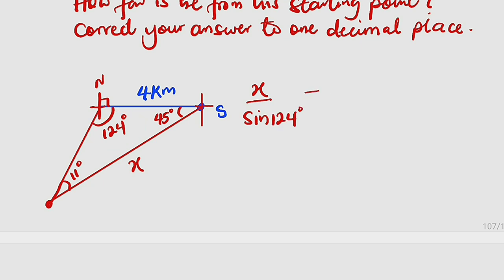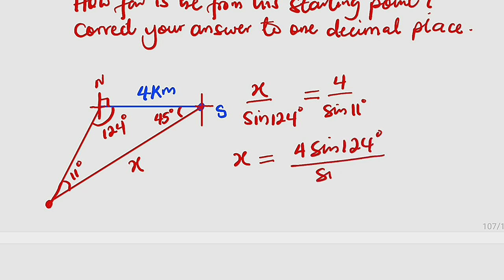124 degrees must be equal to... you can choose the side and angle given, because we have a side and an angle here, so you can use them. We have 4 divided by sine 11 degrees. From here you can make x the subject. We have x equals 4 multiplied by sine of 124 degrees divided by sine of 11 degrees.